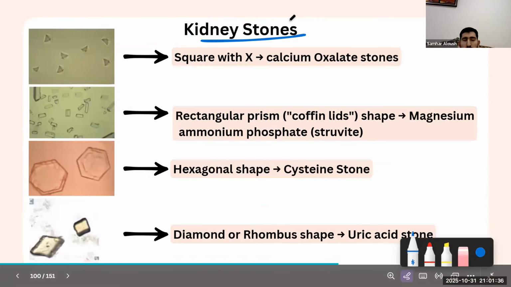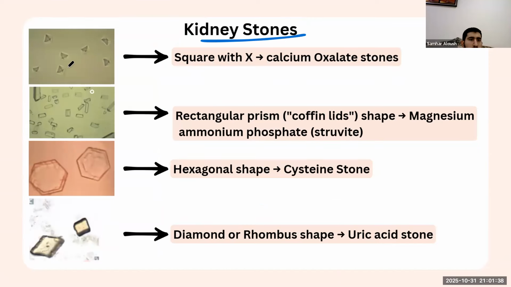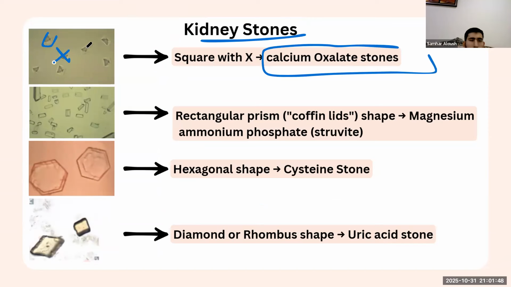Last thing in the clinical part: kidney stones. Kidney stones are very important. Definitely we'll have an OSPE question about them, so we must know how they look. The first stone is called calcium oxalate stone. How does it look? A square with an X. See the X inside. Why X? Because its name is calcium oxalate, and oxalate has the letter X. That looks like a square with the X. So immediately, if you see in the exam a square with an X, it's a calcium oxalate stone.